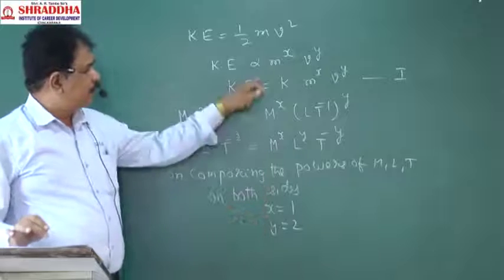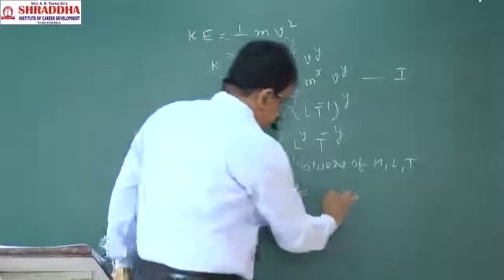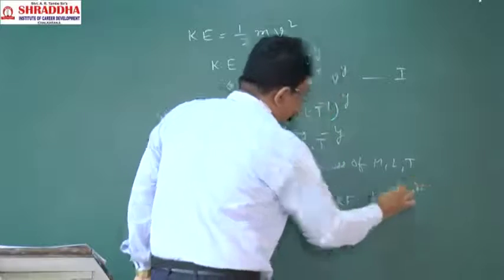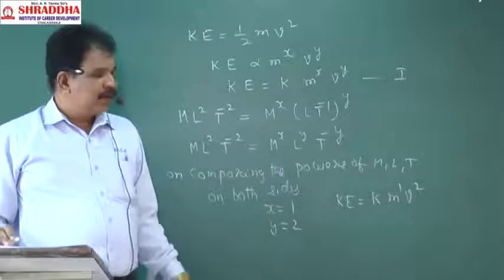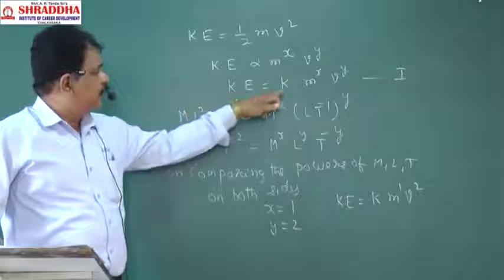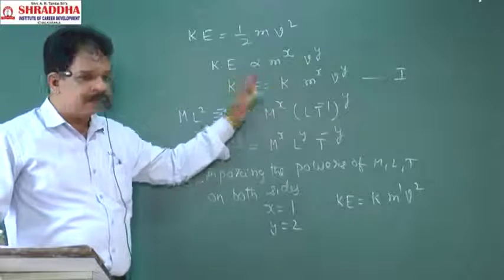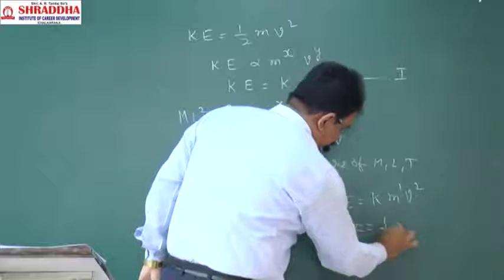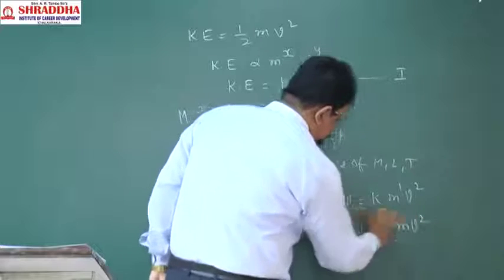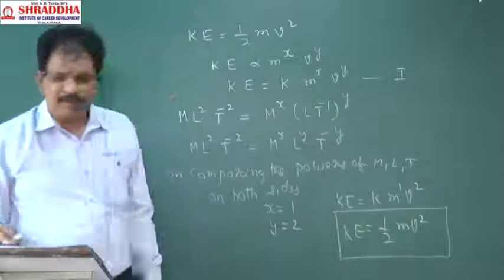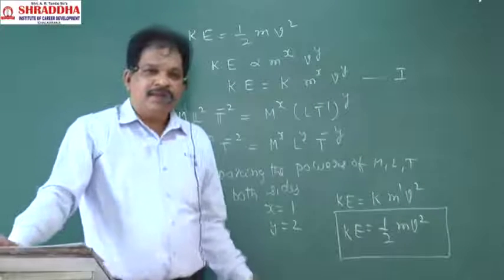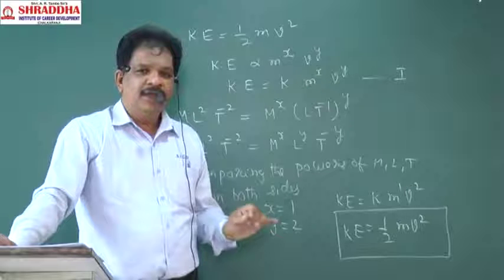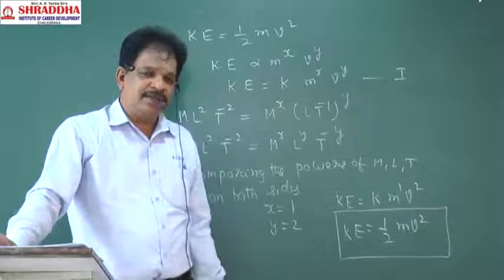Substituting these two values here, we will get KE is equal to K into m power 1 v square. So this constant value we can't get by dimensional analysis. Practically it is measured as half. So half mv square. Okay, like this we can derive the relation among the physical quantities using dimensional analysis.